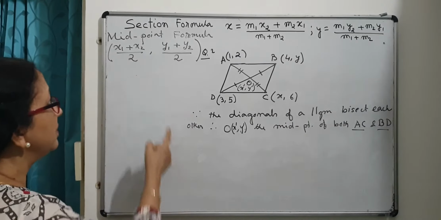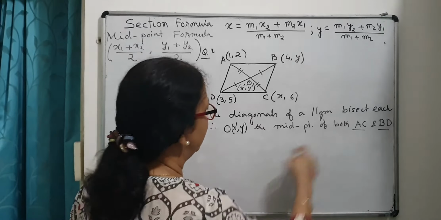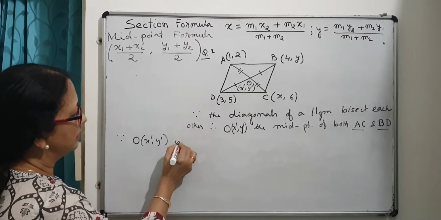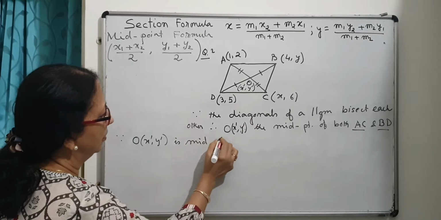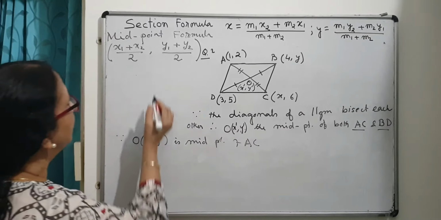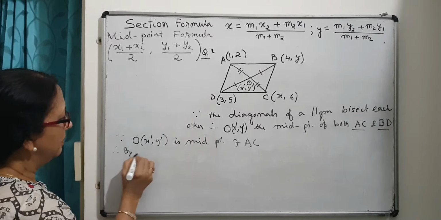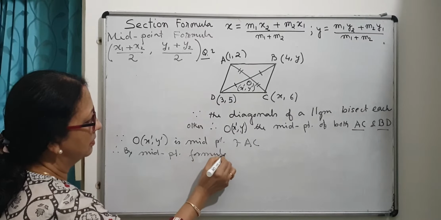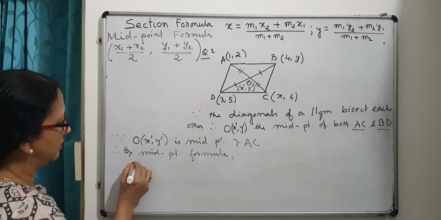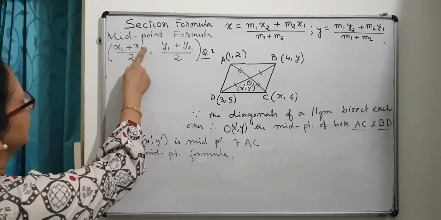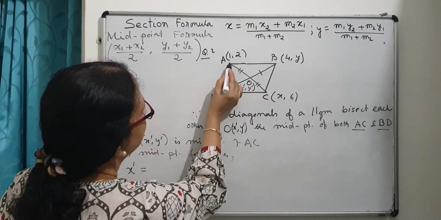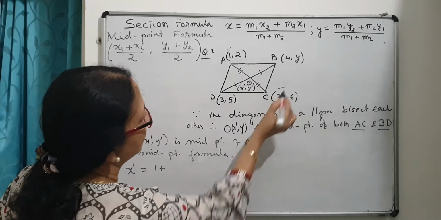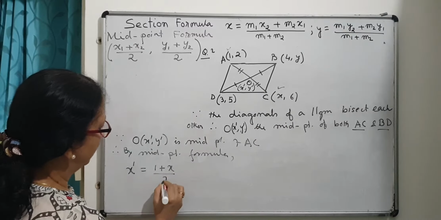Now I'll be using the midpoint formula. So O is the midpoint of AC. Let me write: since O (x dashed, y dashed) is the midpoint of AC, by the midpoint formula, this x dashed will be x1 plus x2 by 2. Now I am taking AC, so 1 is your x1, so 1 plus, and this x is your x2, by 2.